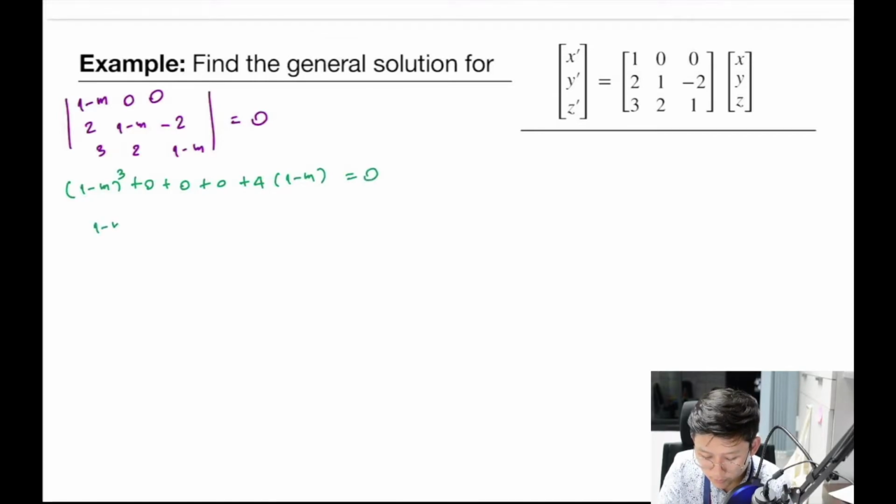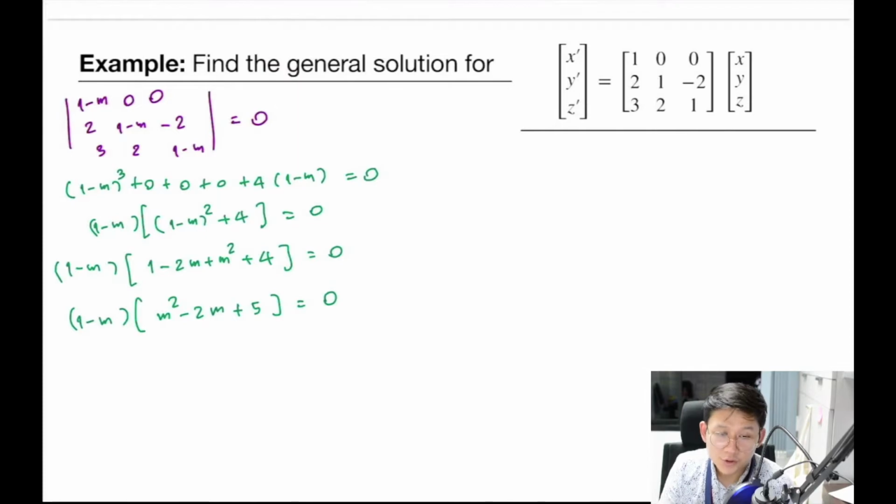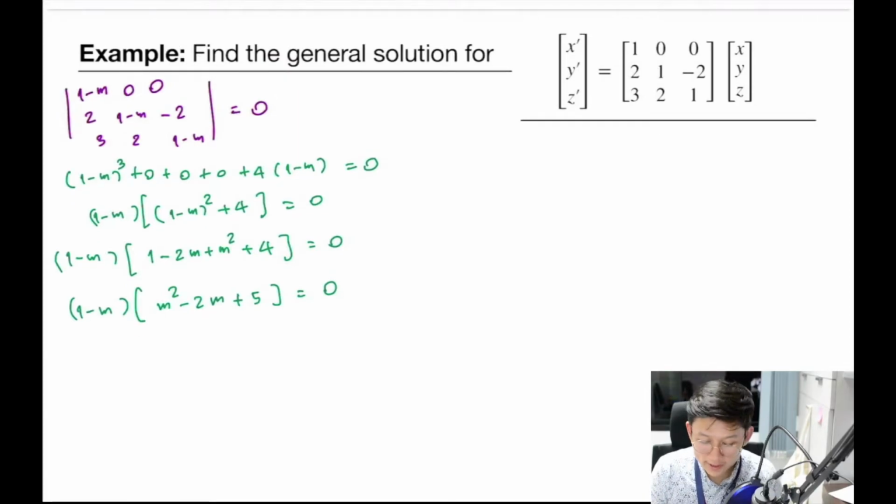So I pull 1 minus m out, so I get (1 minus m)((1 minus m) squared plus 4) equals 0. So I get 1 minus m, and then 1 minus 2m plus m squared plus 4 equals 0, which is 1 minus m, and then m squared minus 2m plus 5 equals 0.